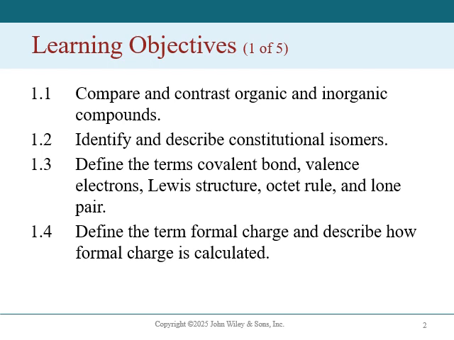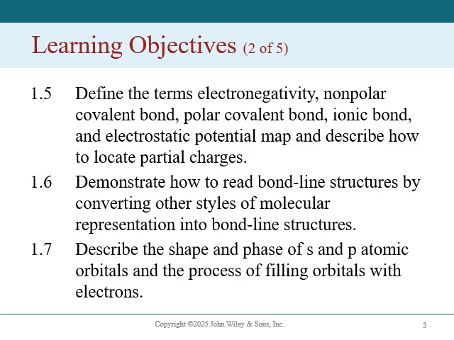At the end of the chapter, I hope that you will be able to first compare and contrast organic and inorganic compounds, identify and describe constitutional isomers, define the terms covalent bond, valence electrons, Lewis structure, octet rule, and lone pair, define the term formal charge, and describe how formal charge is calculated. In addition, define the terms of electronegativity, nonpolar covalent bond, polar covalent bond, ionic bond, and electrostatic potential map, and describe how to locate partial charges.